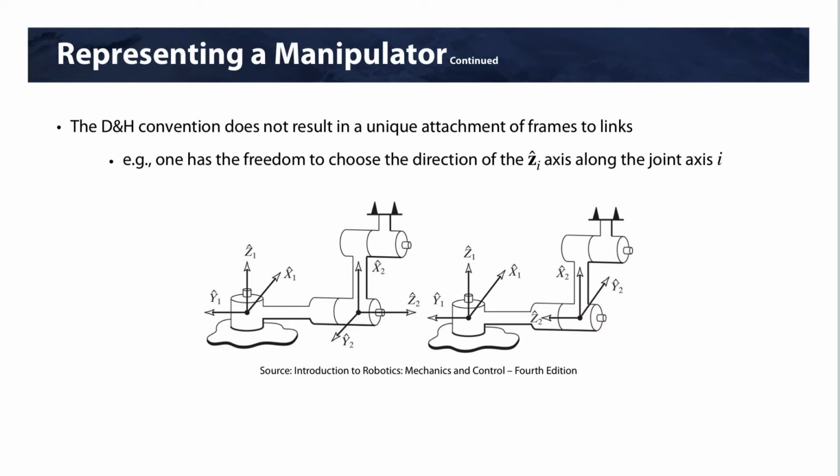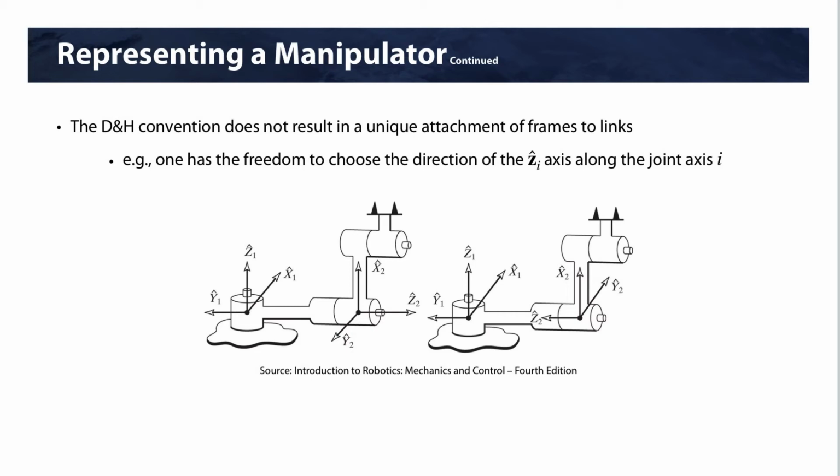So you may have noticed, though, that the D&H convention doesn't result in a unique attachment of frames to links. For example, one has the freedom to choose the direction of the Zi axis along the joint axis i. In this example here, we've assigned Z2 in this direction on the left, but we could have also assigned Z2 in this direction.